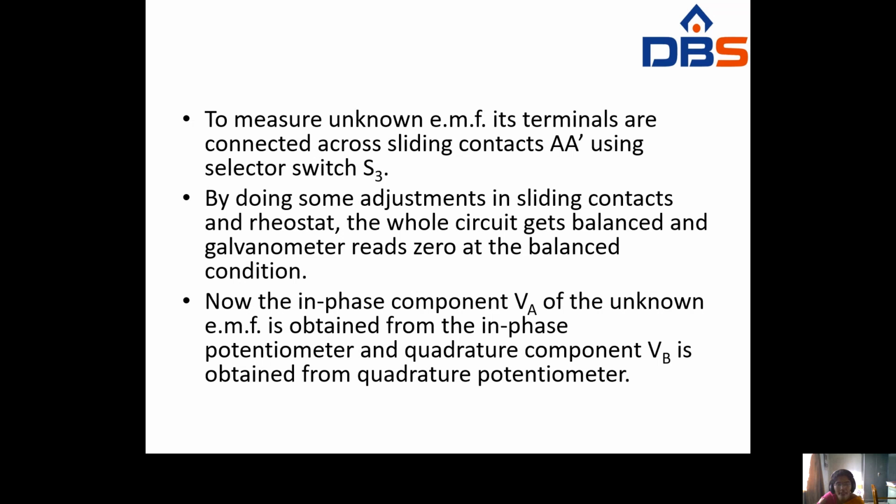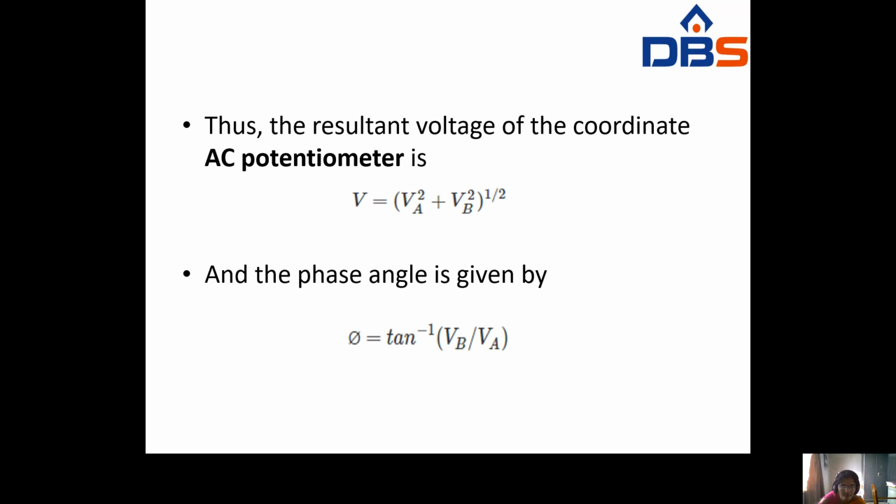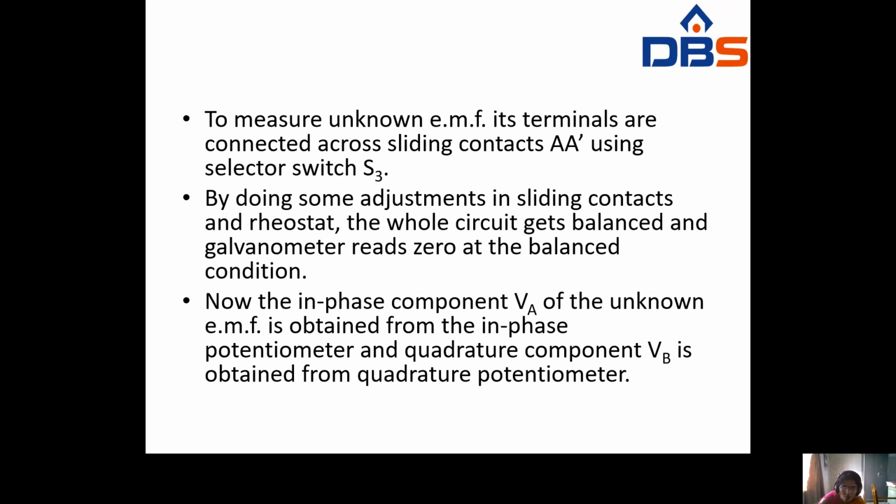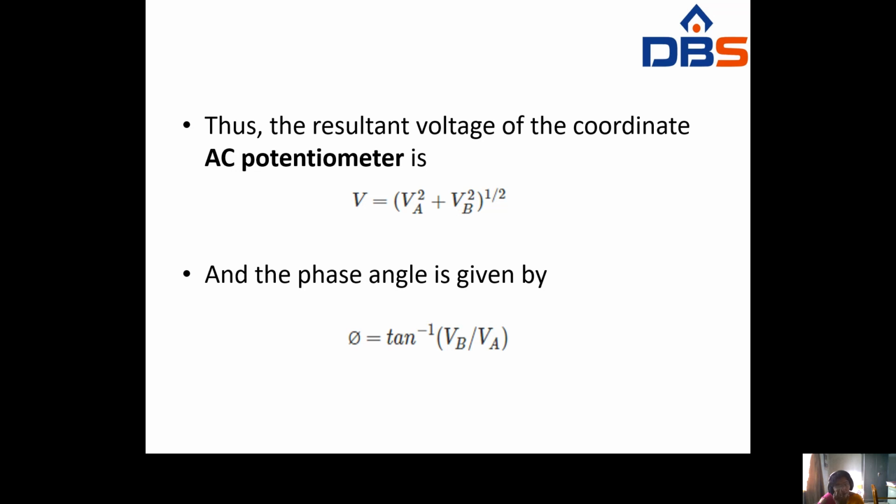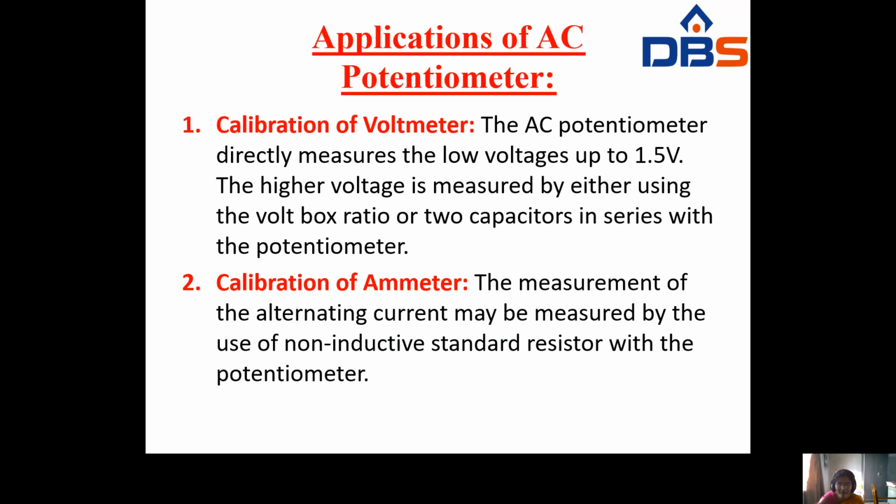By doing some adjustments in the sliding contacts and rheostat, the whole circuit gets balanced and the galvanometer reads zero at the balanced condition. First you have to standardize the potentiometer. The in-phase component VA of the unknown EMF is obtained from the in-phase potentiometer, and the quadrature component VB is obtained from the quadrature potentiometer. The resultant is V equal to square root of VA square plus VB square, and the phase angle is phi equal to tan inverse of VB by VA. So this is the working of AC potentiometers.